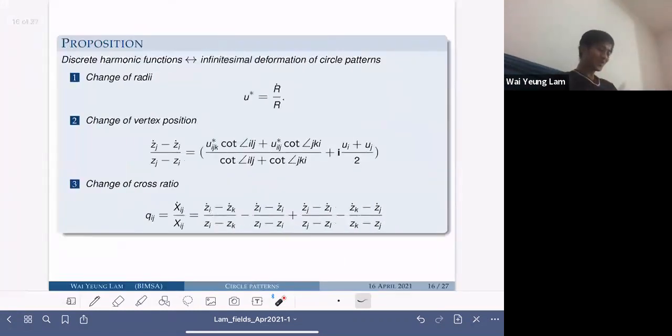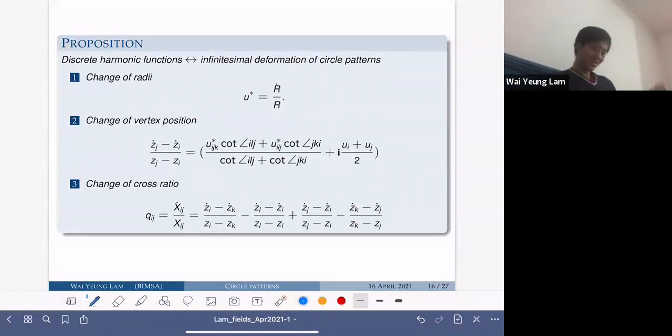Now comes the funny thing. How is this harmonic function related to circle packings? The claim is that there is a one-to-one correspondence between harmonic functions and infinitesimal deformations of circle patterns. If you have a circle packing or circle pattern, you can parameterize it in many ways. One thing you can do is prescribe the radii, and if the radii are nice, you can lay out your circles. If you deform the circle pattern a little bit, you have the change of radius, R dot, and then R dot divided by R turns out to be the conjugate harmonic function.